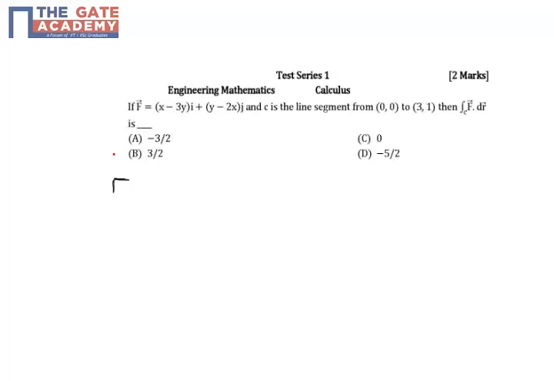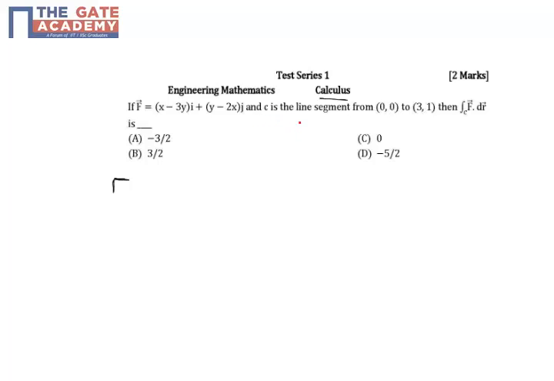Hello friends, we are solving a question of engineering mathematics from test series 1. This question comes from calculus. He is giving a force vector F = (x − 3y) i + (y − 2x) j, which means the direction of the force is in the xy plane.